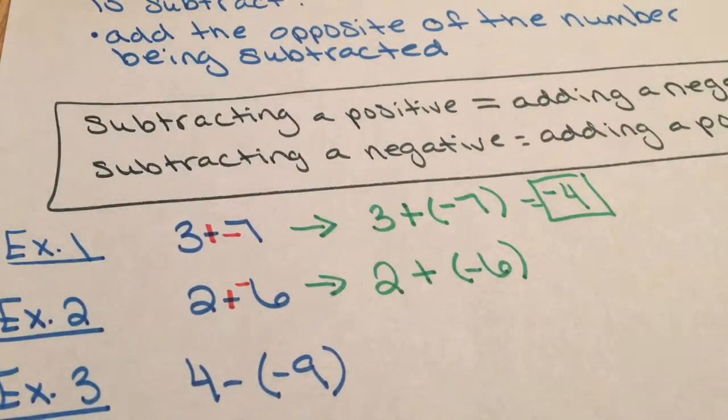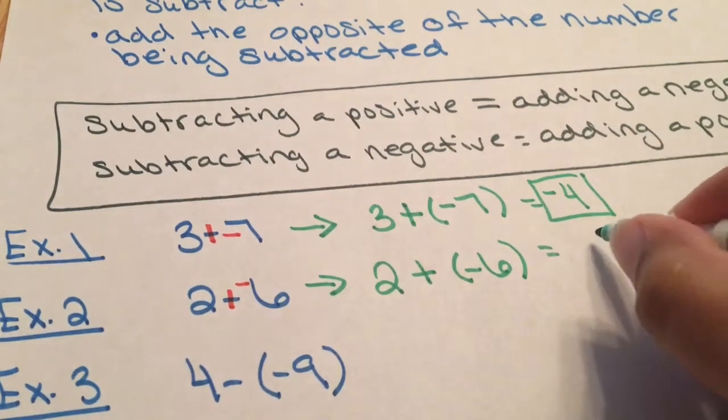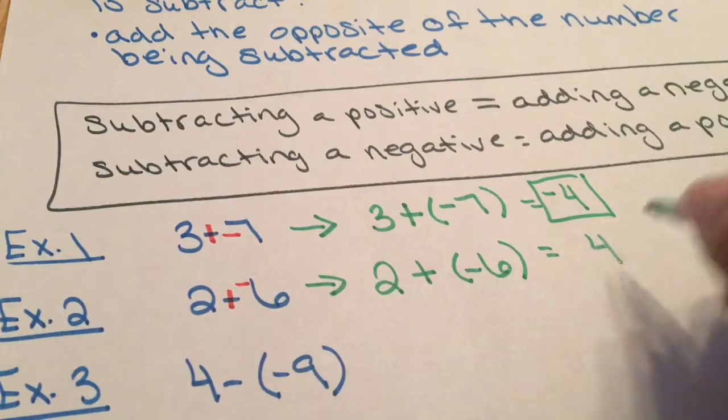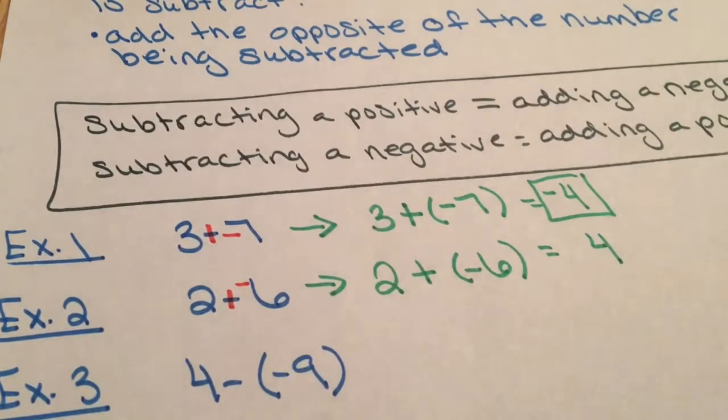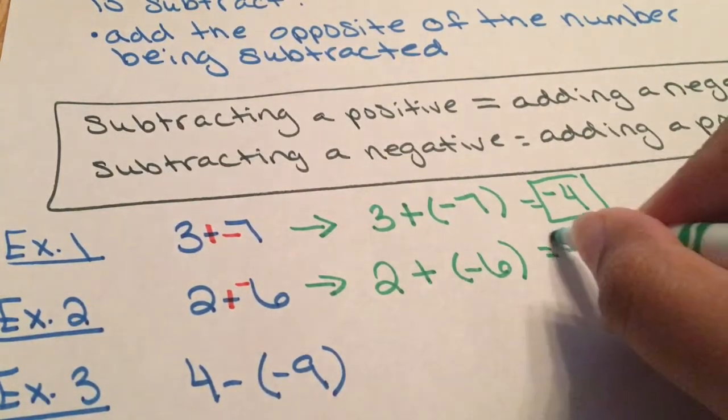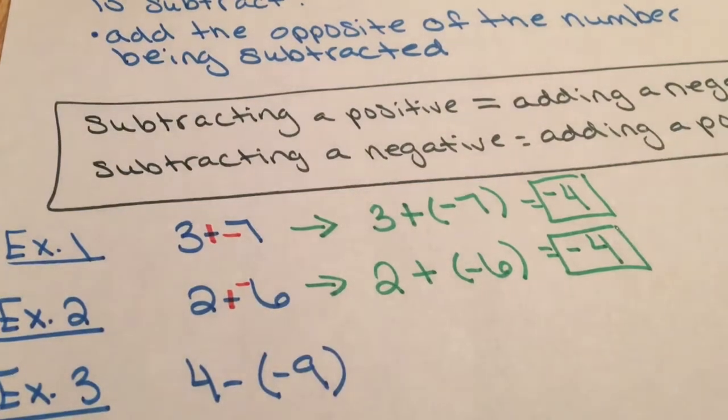So if we look at this one, 2 plus negative 6, we have different signs. We know that when they're different, we have to subtract them. So 6 minus 2 is 4. Then we're going to take the larger absolute value, which is going to be the negative 6. Okay, let's look at our third example.